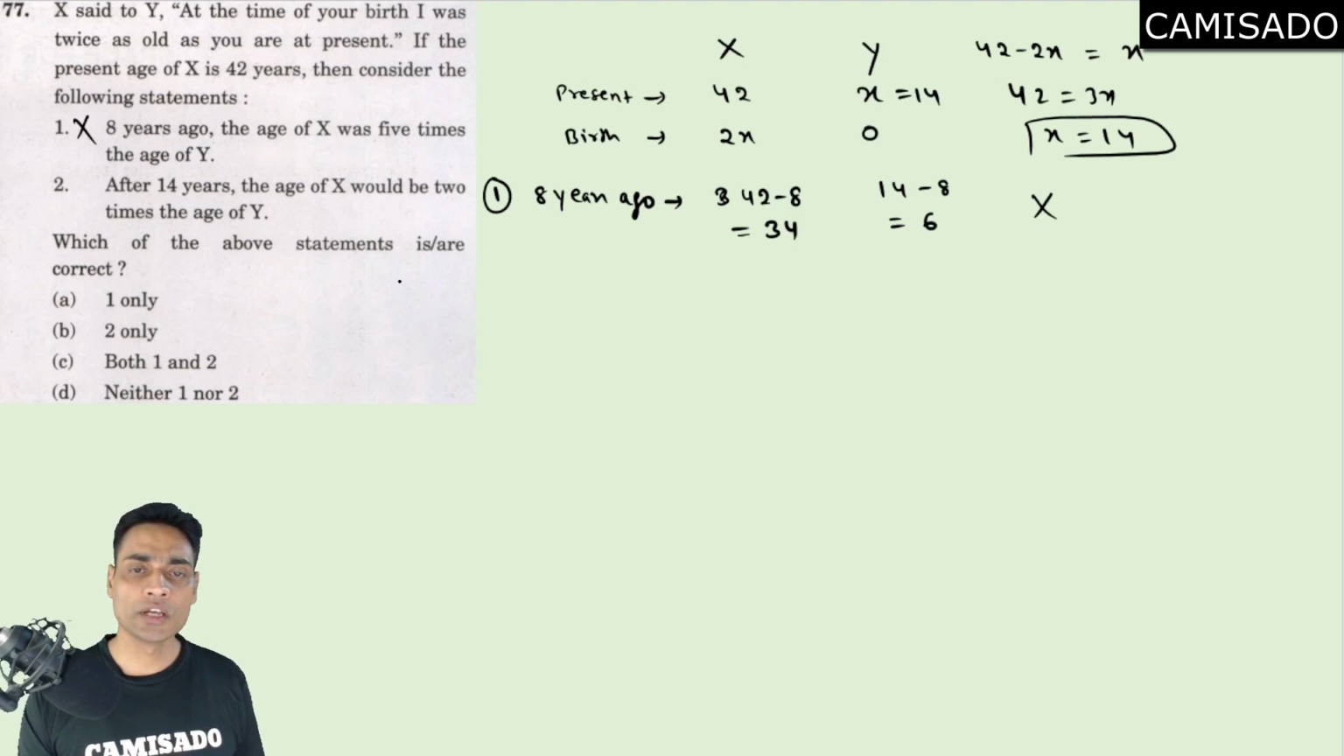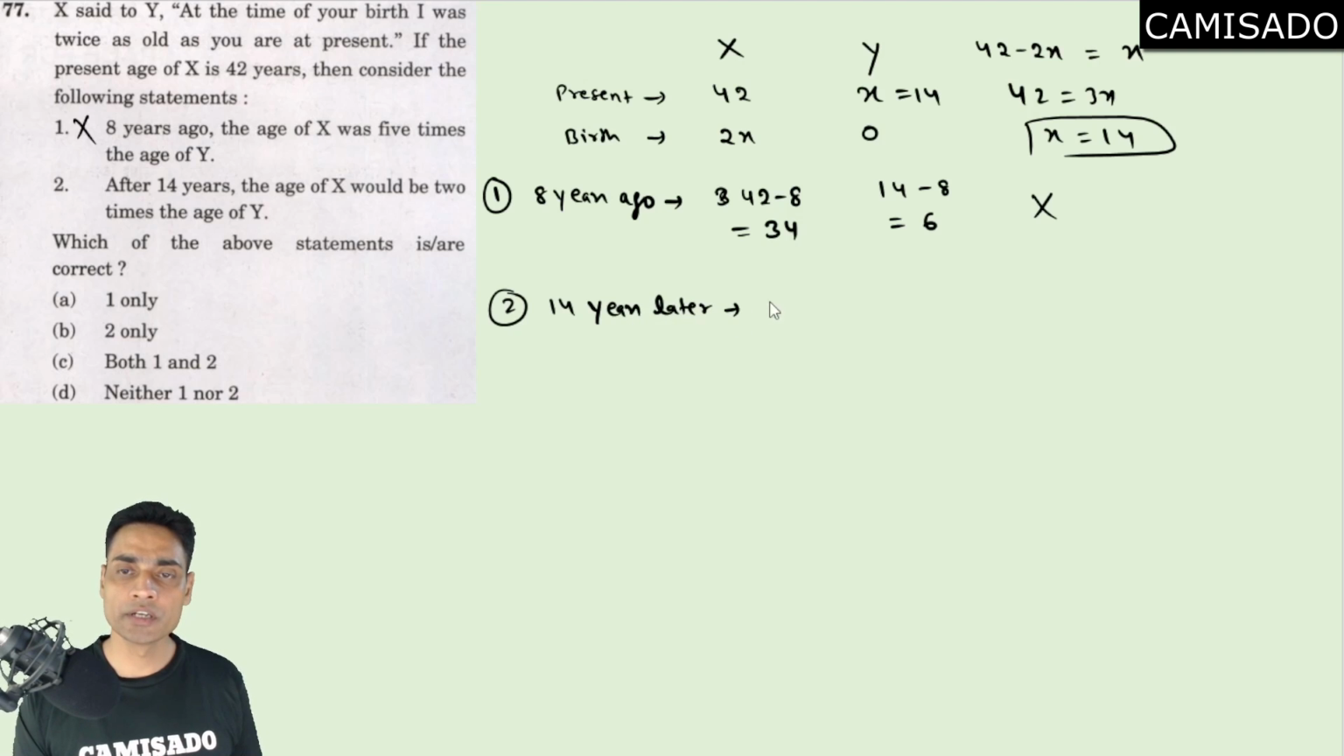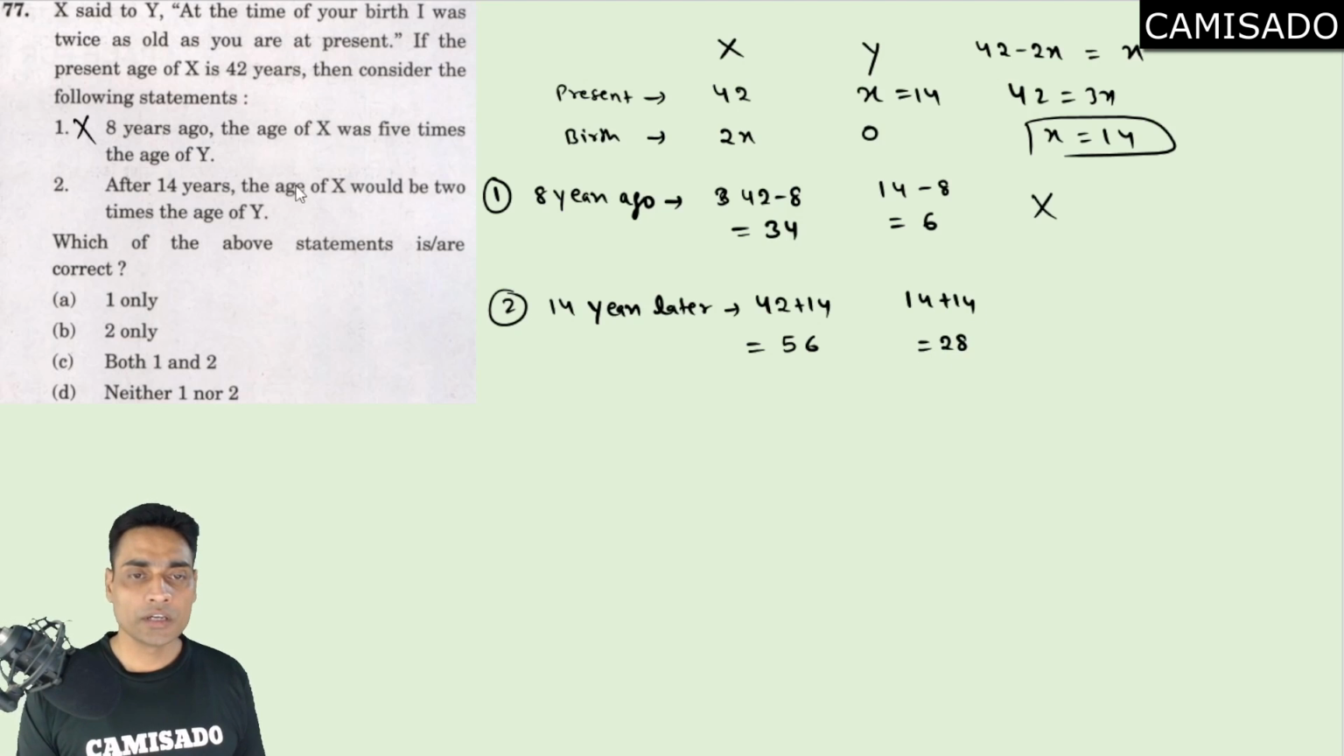Statement 1 is wrong. The second case is after 14 years from the present. The age will be 42 plus 14, it's 56, and here 14 plus 14 equals 28. The age of X would be twice the age of Y. Yes, 28 into 2 is 56. Definitely this statement is correct. Statement number 2 is correct. So the correct option will be B, 2 only.